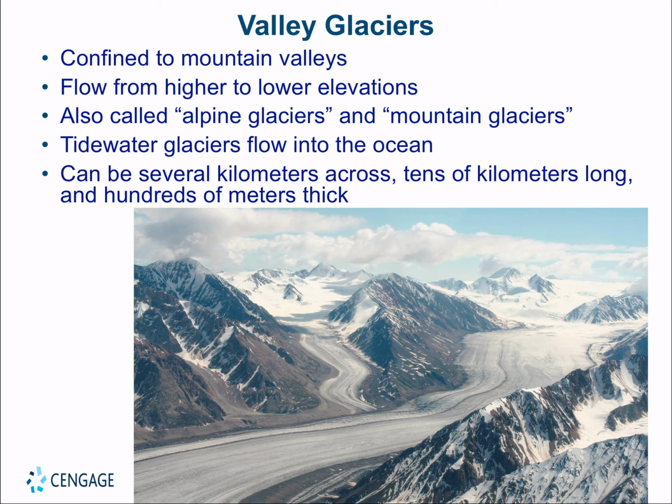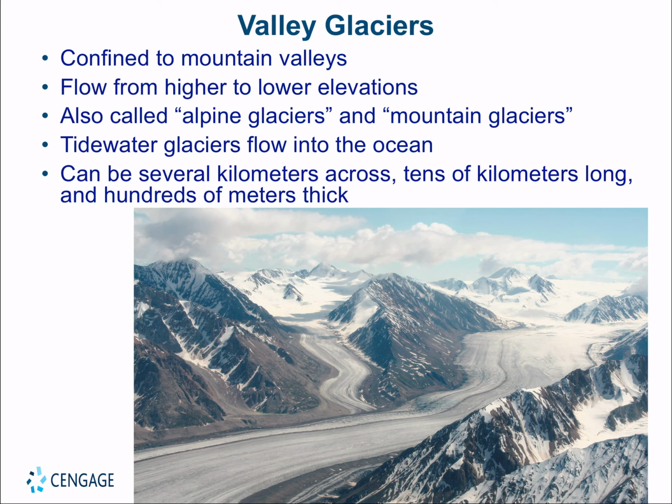We have different types of glaciers. This first picture shows what's known as a valley glacier. So valley glaciers are going to be those that are confined to mountain valleys. They are going to flow from high elevations to low elevations. Sometimes you might see them also referred to as alpine glaciers or mountain glaciers. If they flow into the ocean, they would be known as a tidewater glacier.